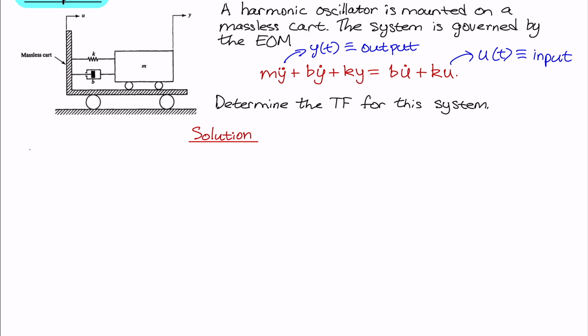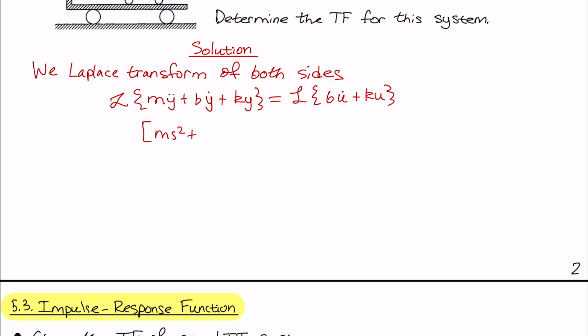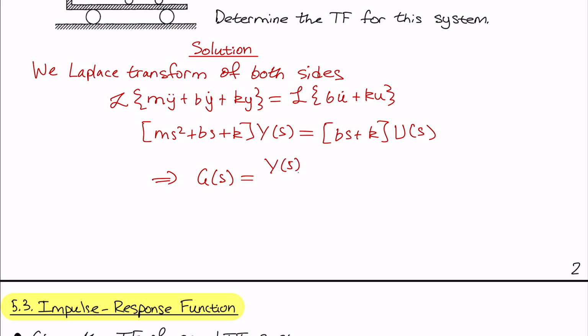So we're going to take the Laplace transform of both sides. This is going to give us the Laplace transform of m y double dot plus b y dot plus k y is equal to the Laplace transform of b u dot plus k u. This will give us (ms squared plus bs plus k) times big Y(s) equal to (bs plus k) times big U(s). And then from here we can find that the transfer function is equal to big Y divided by big U, which is (bs plus k) divided by (ms squared plus bs plus k).